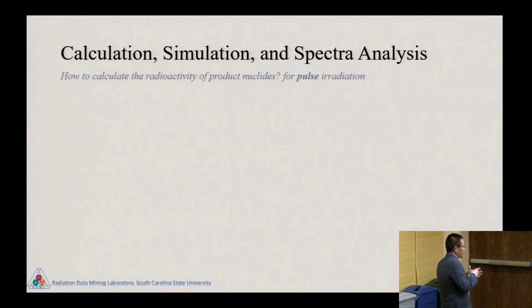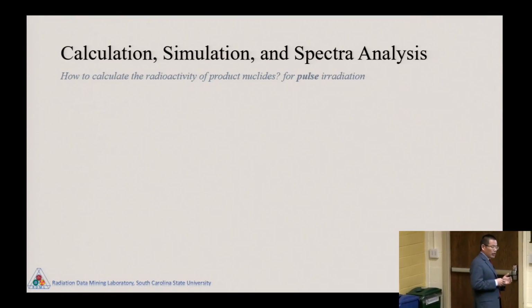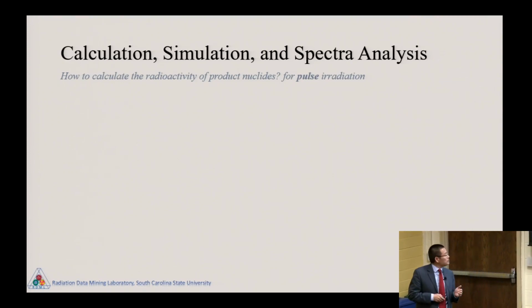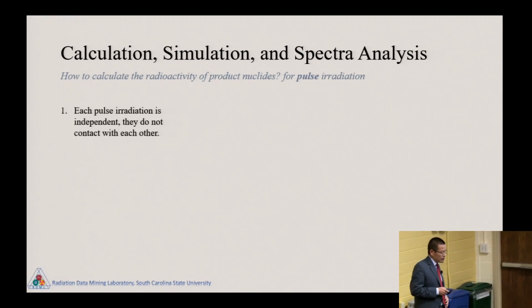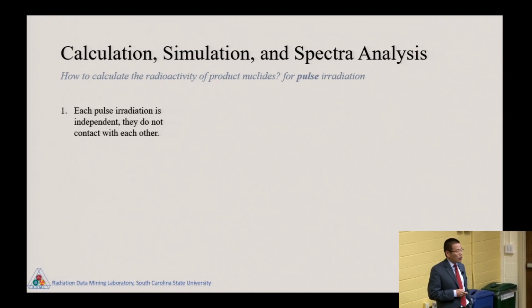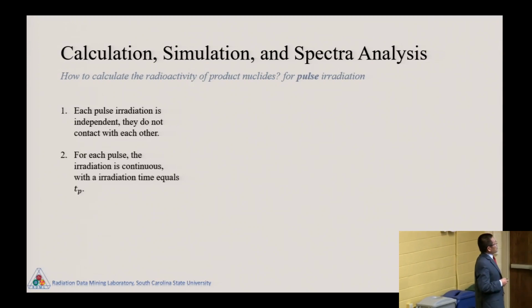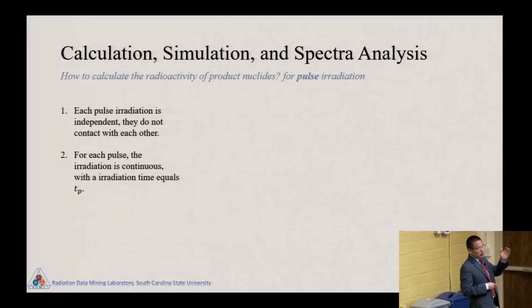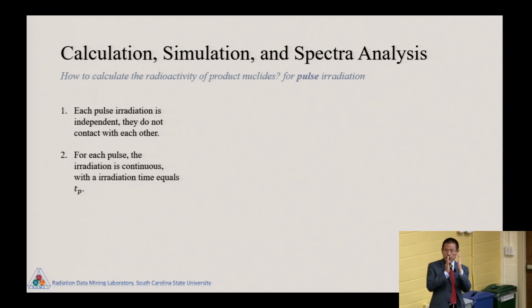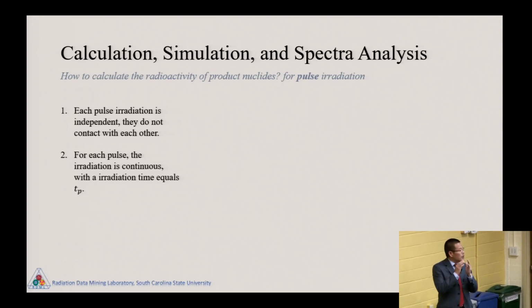So if you use that equation to calculate, there will be some issues that come up. So how do we calculate that? We have to adjust that equation. We suppose that each pulse irradiation is independent and they do not contact with each other. Each pulse is independent. For each pulse, the irradiation in that pulse width is continuous, and it's only Tp.